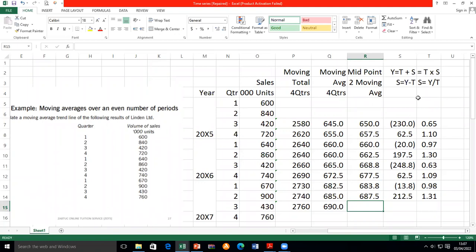Now, we have seen how the trend is found, all of us. So the next item is, how do you find the S? Here's what you do to find the S. You start off by saying the values that you are looking for are called Y. And Y is made up of T plus S using the additive model. Or using the multiplicative model, Y equals T times S. This is the multiplicative model. So this is where you're coming from.